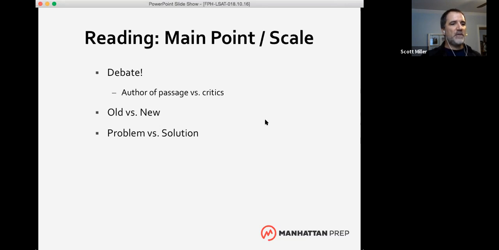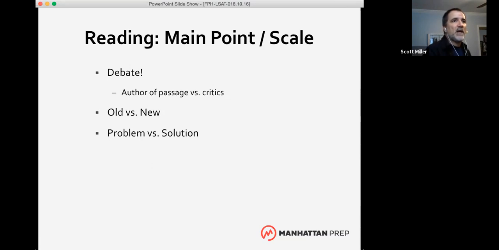When we talk about a scale, we're basically talking about a main point and a counterpoint, right? That's what we mean by the scale. Two sides of a story, or two boxes that you could put all the information in. You can think of separating the information in the passage into two separate boxes. But it's not always a debate. It's not always a disagreement.